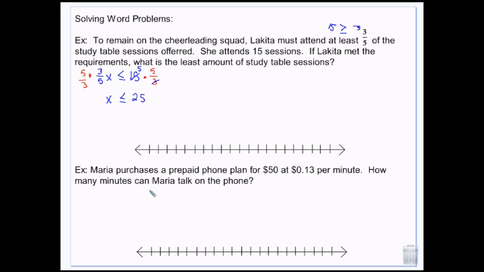Maria purchased a prepaid phone plan for $50 at 13 cents a minute. So how many minutes can she talk on the phone? 13 cents times her number of minutes has to be less than or equal to $50. So we're going to divide $50 by 13 cents. So she can talk for 384.6 minutes or less. Right?